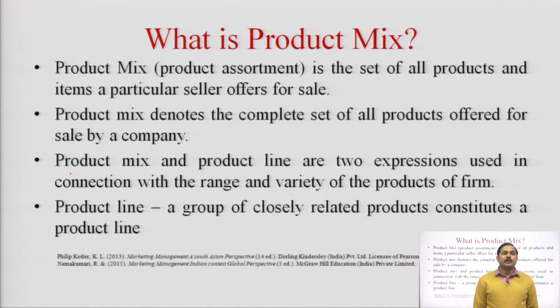Product mix denotes the complete set of all products offered for sale by a company. That means for any identified organization, the whole set of products offered for sale is called the product mix of that organization. For example, in the automobile sector, within two wheelers, the different ranges of vehicles and bikes offered by Bajaj are called the product mix of that company.